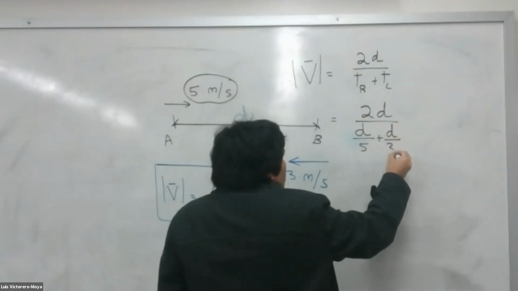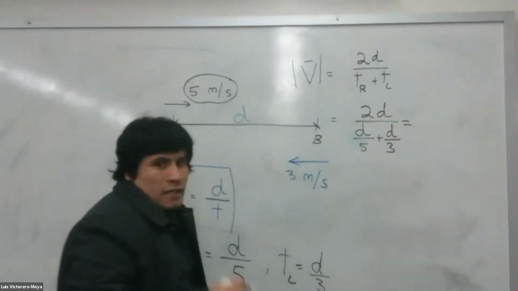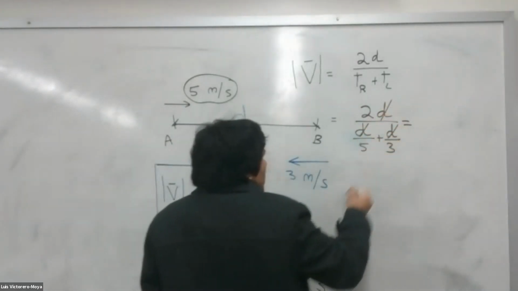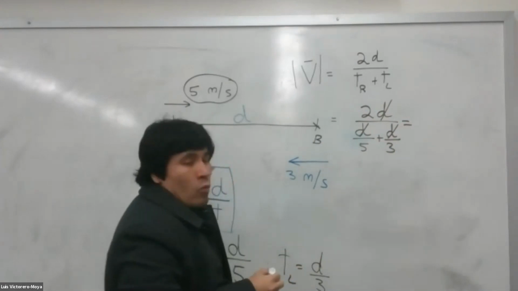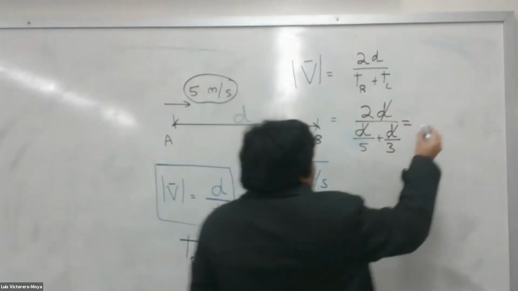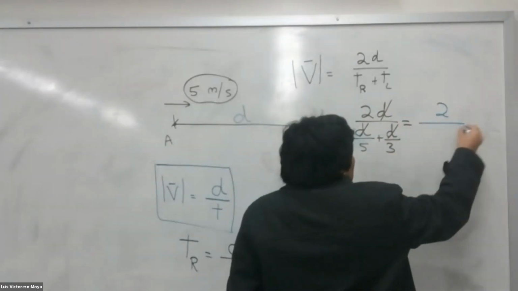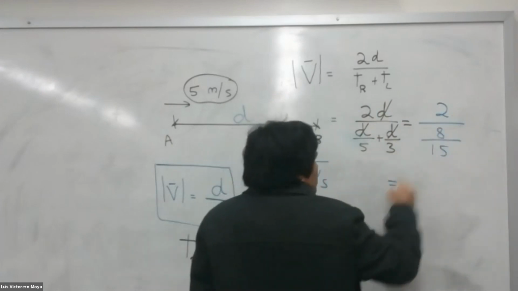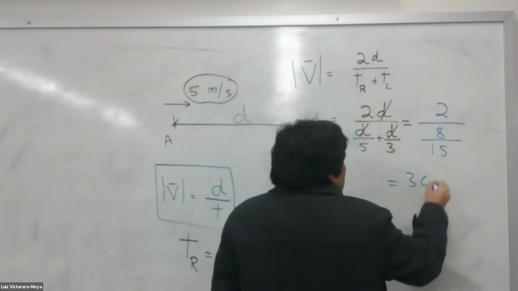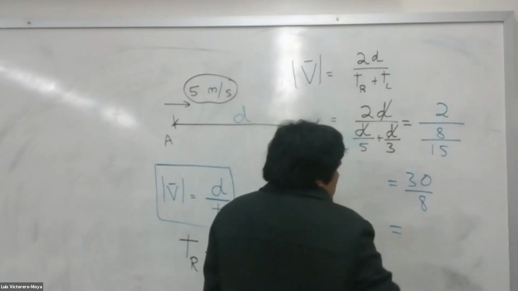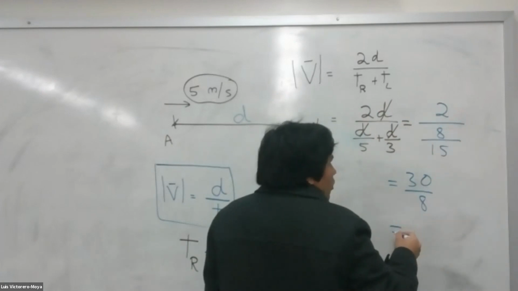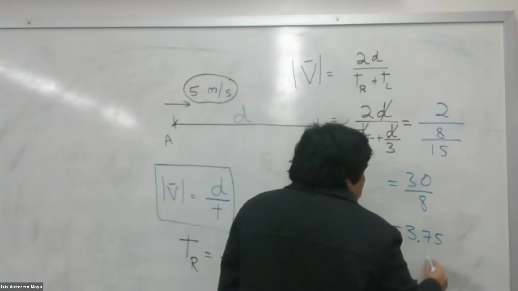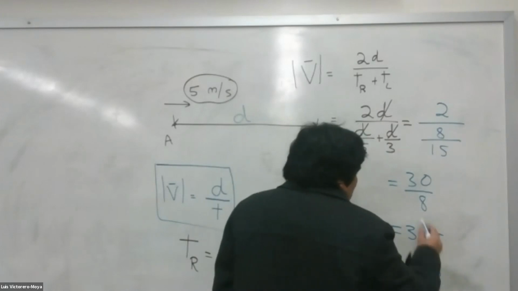So you see, it's not really like an average, right? And what happens is that the value of d will cancel by algebra, and then you will have 2 over 1 over 5 plus 1 over 3. So you will have 2 over the common denominator, 15 over 8. This gives me 30 divided by 8. This is approximately 15 divided by 4, 3.75. So interesting, right? We don't get 4 meters per second, we get less than that.